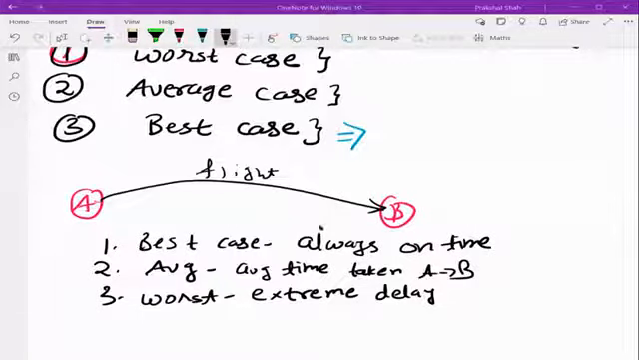Okay, this would be my extreme delay, the worst case of my flight. Because every time I'm taking my flight from A to B, I'm facing extreme delay. If every time my flight was on time, that would be my best case. And the average case would be that I average my time taken from A to B.